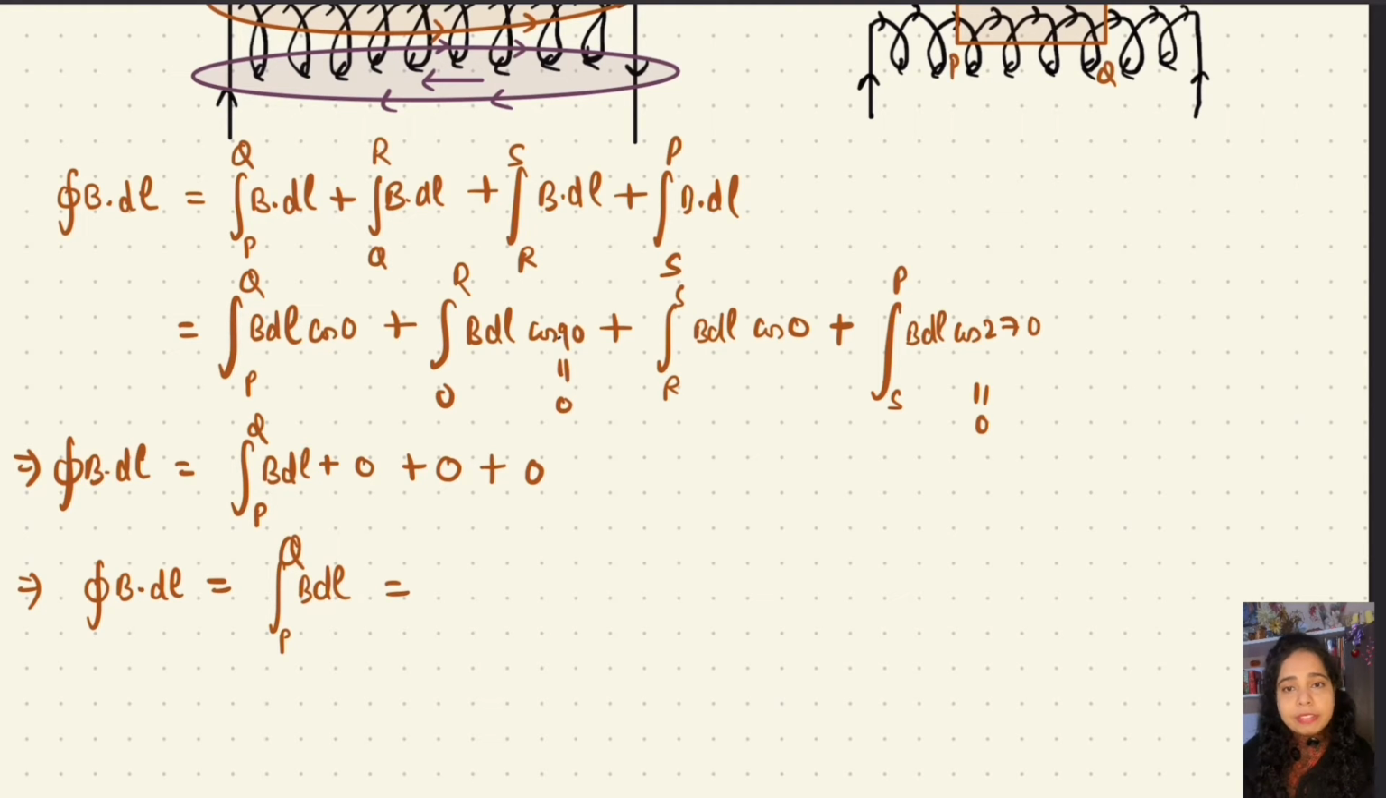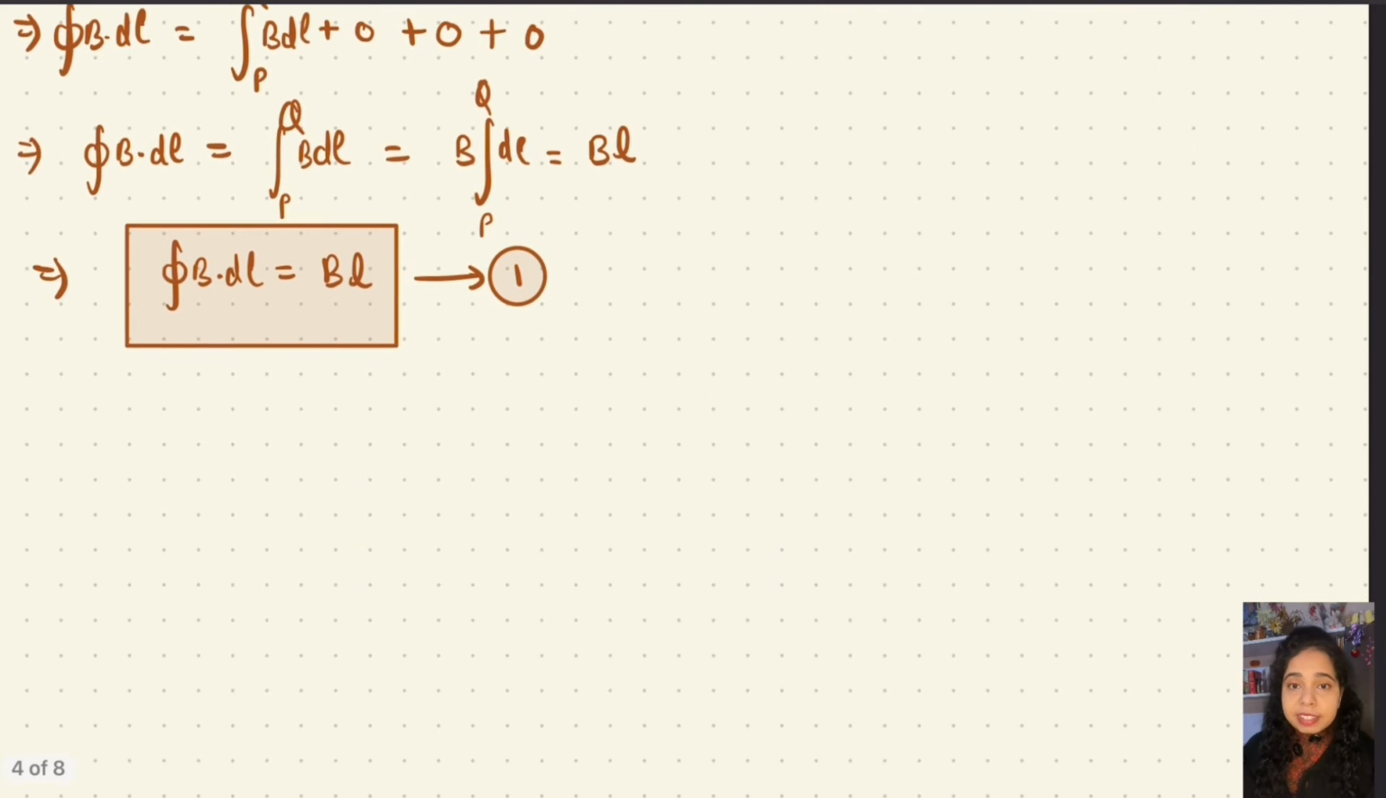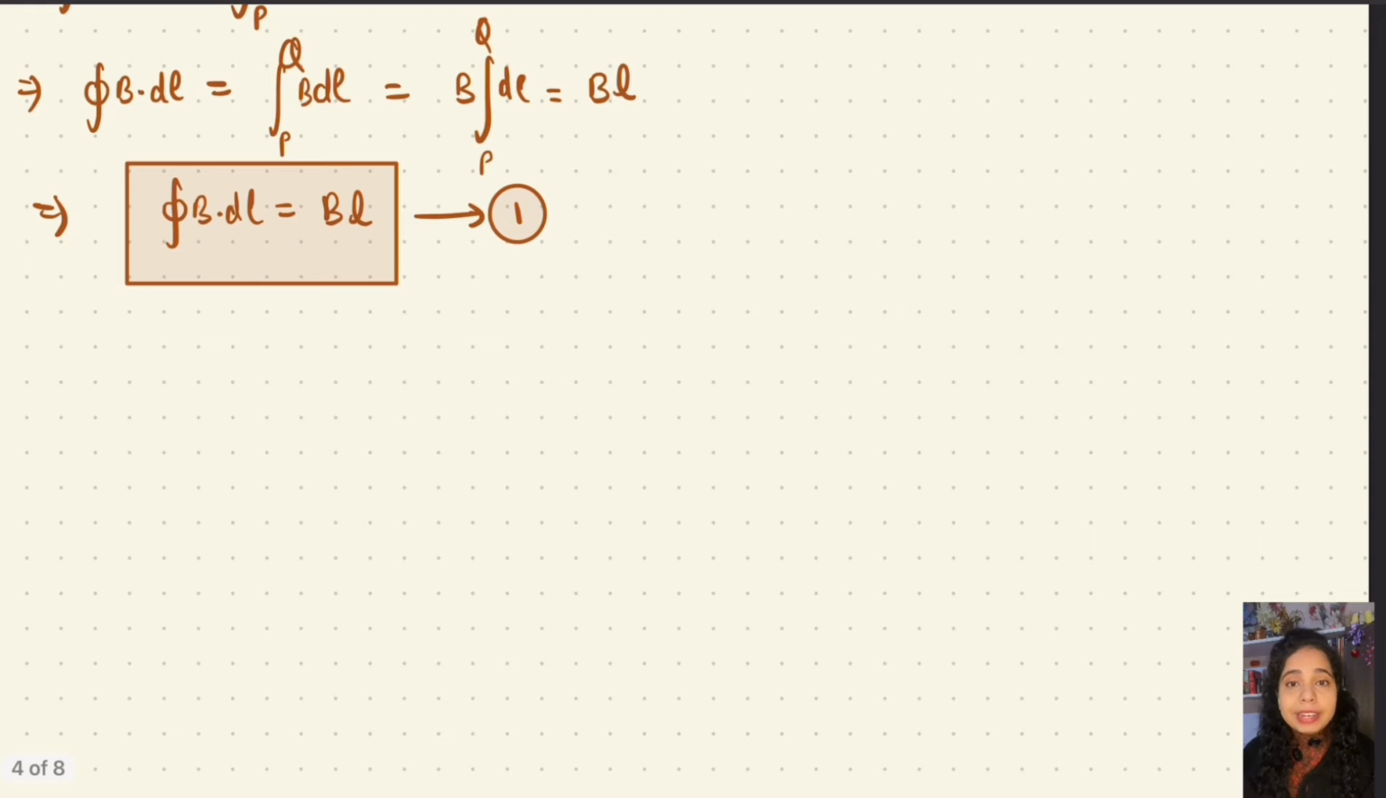Now it is time to solve this integral. Taking B outside, integral dl from p to q, we are left with closed integral B dot dl is equal to Bl. So let us say this is our equation number 1. Now we have to apply Ampere circuital law, which we have not applied yet. According to Ampere circuital law, closed integral B dot dl is equal to mu naught into I, where I is the total current enclosed by the solenoid.